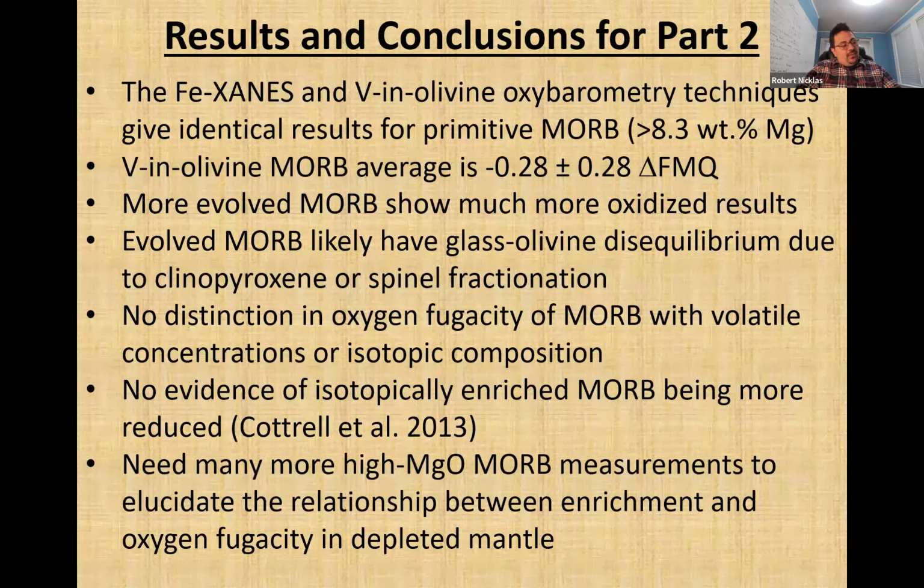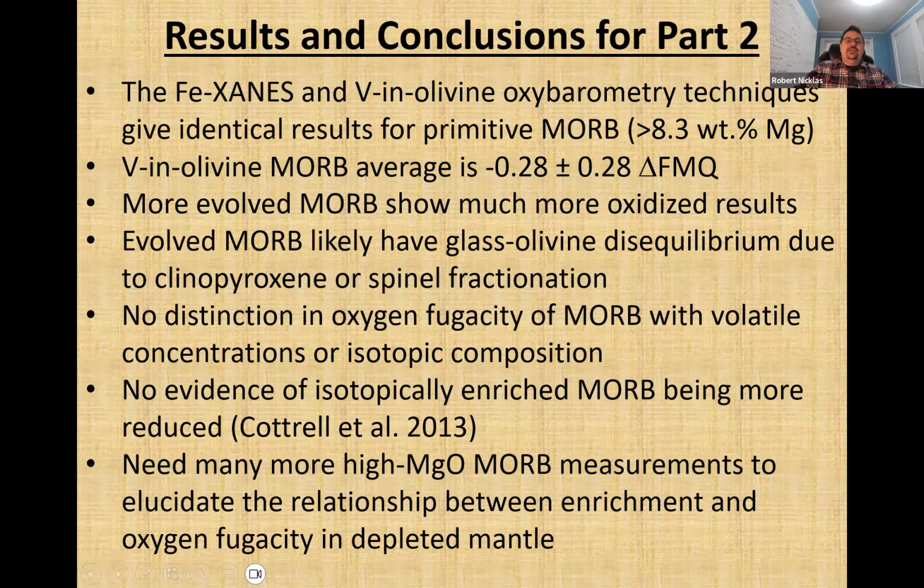But right now, we showed that basically this method works for more primitive lavas, similar to the komatiites we worked on and to the more primitive MORB. But for more evolved lavas, it's rather suspect. And this is likely due to the glass-olivine disequilibrium. For the data we have that are high MgO, there's only 4 of them.